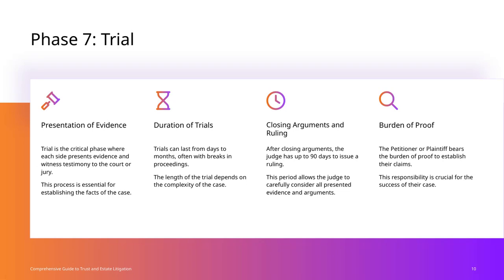Now we move into Phase 7, trial, which is arguably the most critical part of the litigation process. During the trial, each side presents their evidence and calls witnesses to testify, all in front of the court or jury. This step is essential because it's where the facts of the case are established and scrutinized.